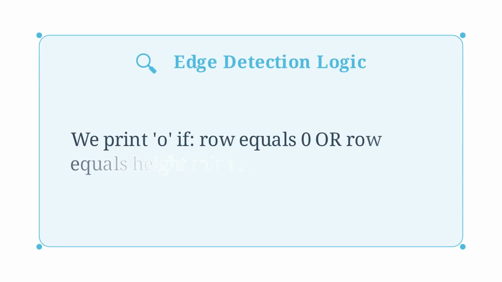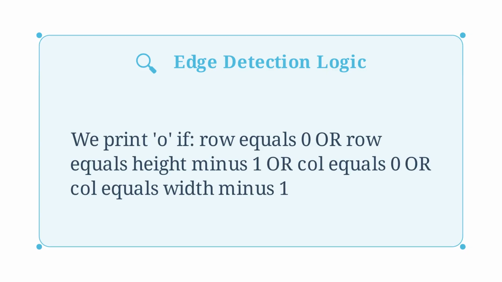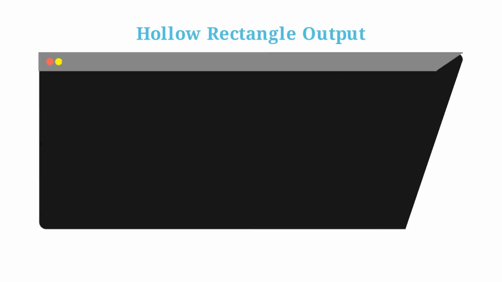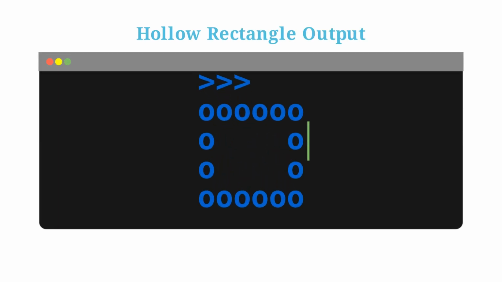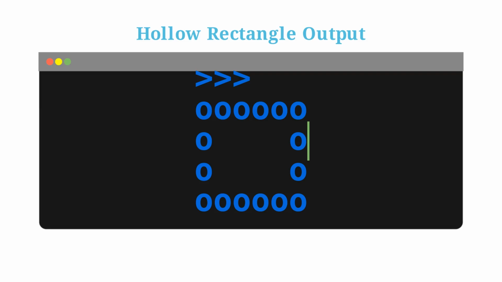Let's break down that edge detection magic. We print O if we're on the top row, or the bottom row, or the leftmost column, or the rightmost column. Any one of those conditions means we're on the border. And here's our masterpiece, a perfect hollow rectangle. The border is complete and the inside is empty. That's the power of using conditions inside nested loops.